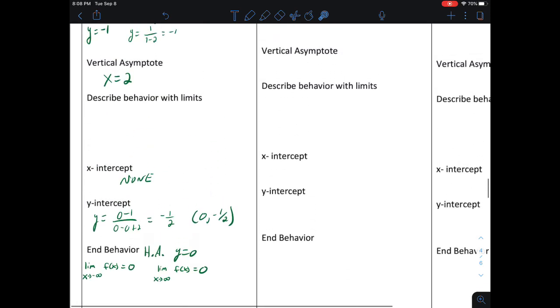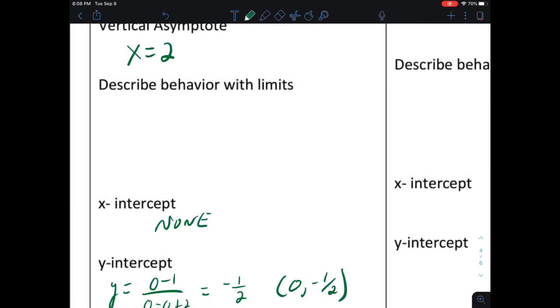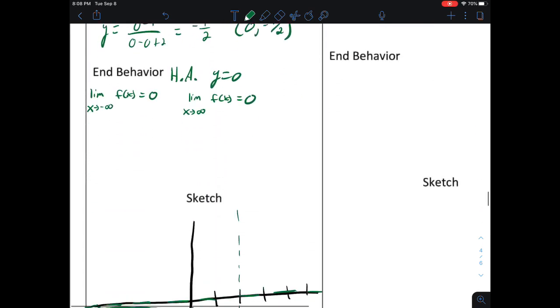So this is a new part for us. We haven't done this yet in class. So we want to describe the behavior using limits. We're going to use one-sided limits to do this. So we'll say the limit as x approaches 2 from the left-hand side of this function of x is decreasing without bound, heading towards negative infinity. So we're going to say that's what the limit equals. It's describing the function's behavior.